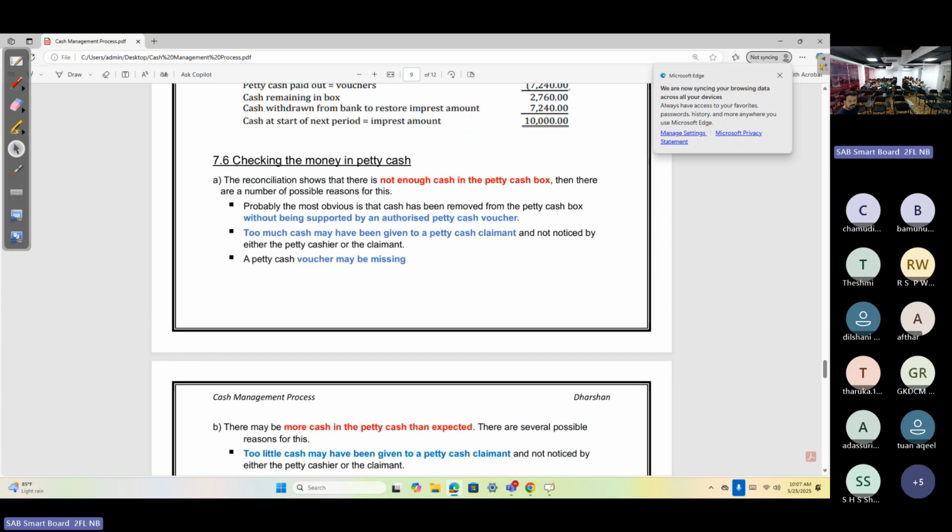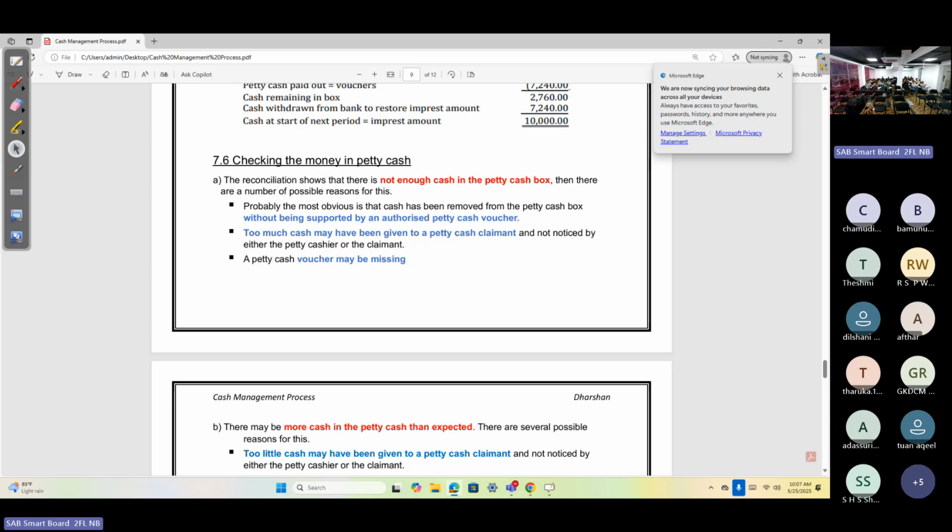And here 7.6, next topic. So up to now, all the topics related to petty cash we have covered. Now reconciliation, like bank reconciliation. I will ask one question. You can record this one also.